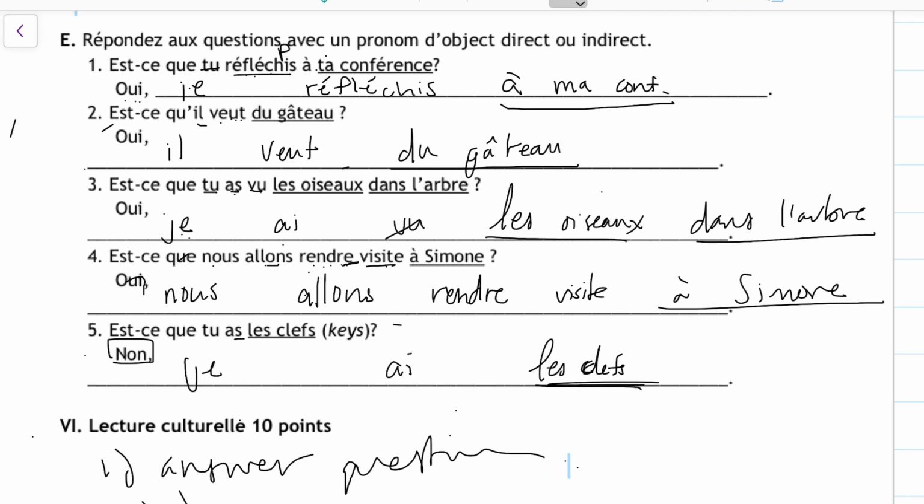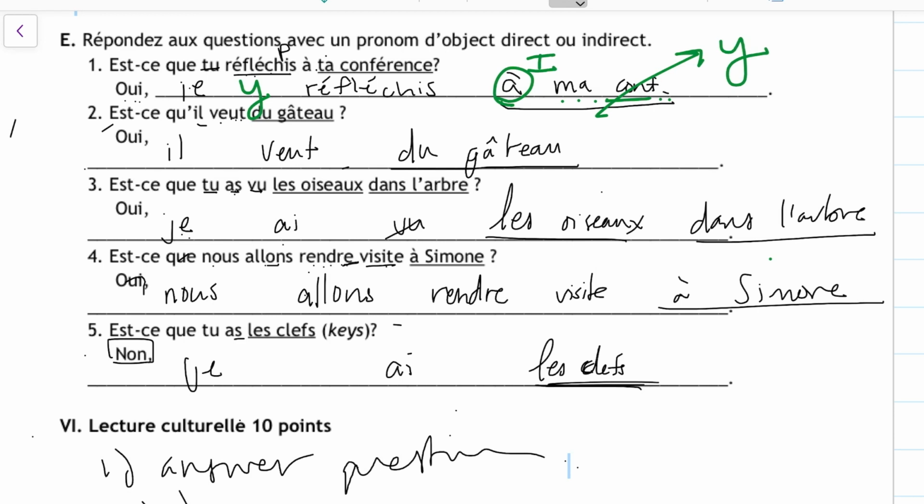All right, je réfléchis à ma conférence. I want to decide if it's direct or indirect. Do I have a preposition or not? I do have à, so this is indirect. Ma conférence, is it a person? No, it's a thing or a concept. So I've got à plus a thing or concept. That needs to become y. I'll put it before my verb because I only have one. Je plus y réfléchis. And stop there for a second.